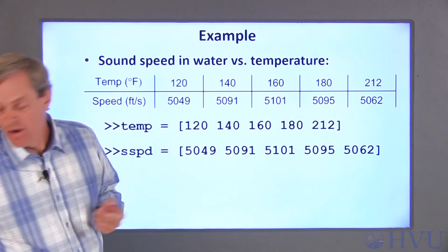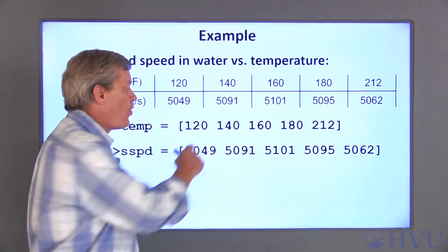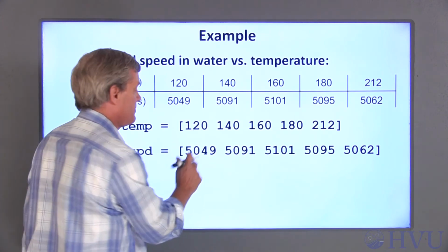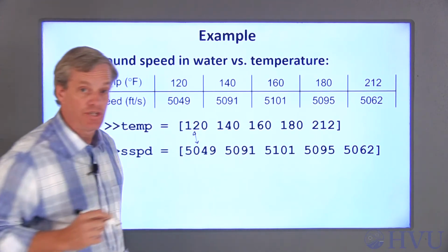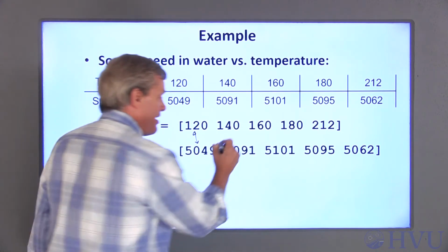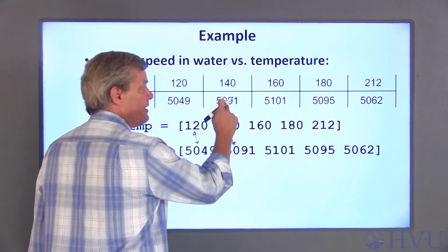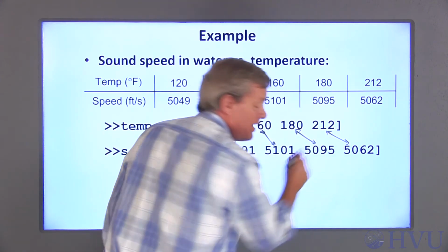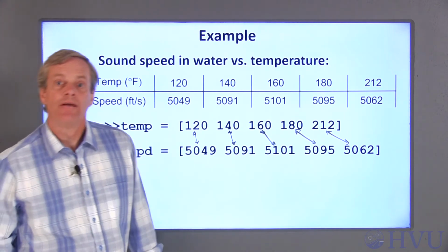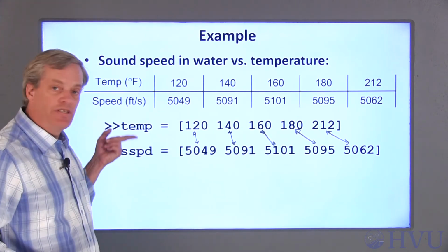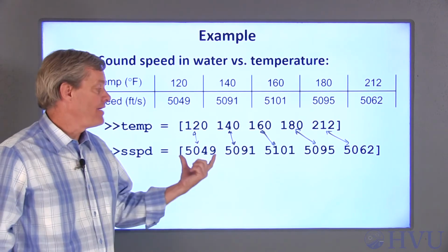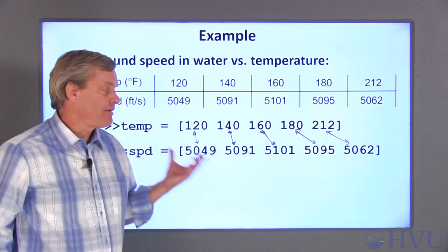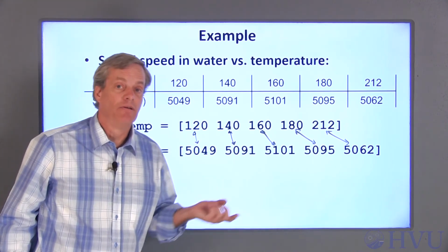Notice that I maintain the same order of numbers in each of these arrays so that the first element of the temp array corresponds to the sound speed provided in the first element of the SSPD array. The second elements correspond to a pair of data, likewise with the third, the fourth, and the fifth elements. This is important because if I want to relate the numbers in these two arrays, I have to do that by their positions in the arrays. These two arrays really don't know anything about each other. I have to keep track of what corresponds to what.